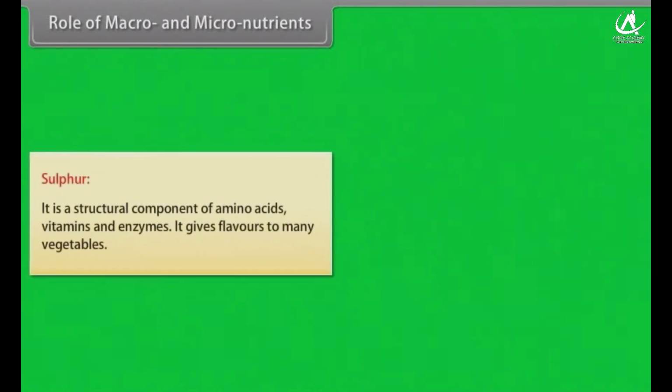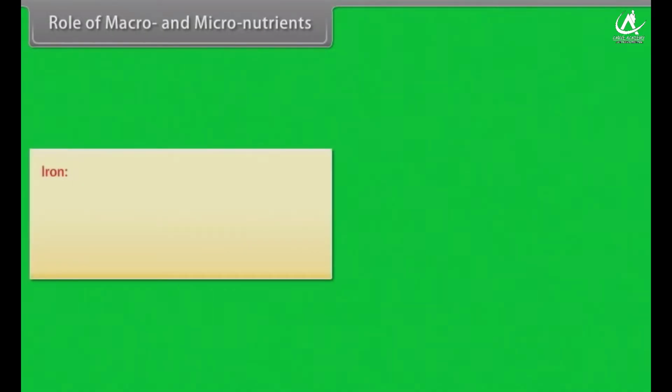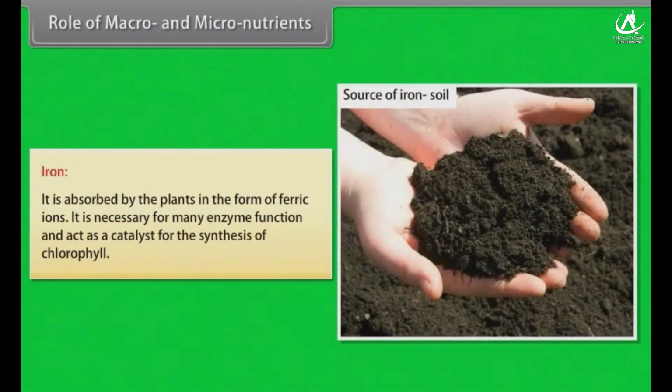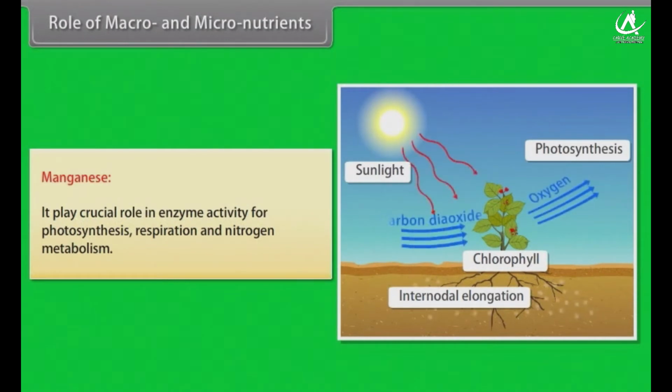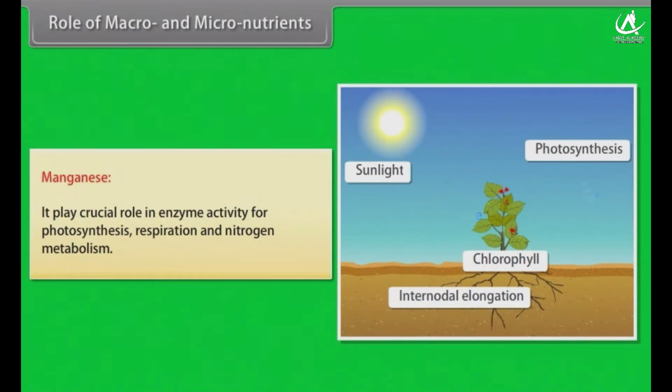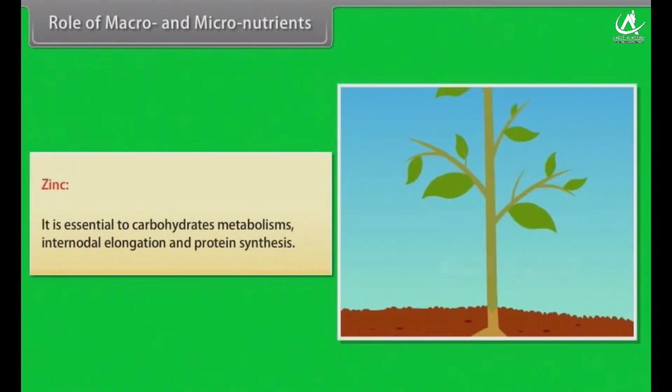Sulfur. It is a structural component of amino acids, vitamins and enzymes. It gives flavors to many vegetables. Iron. It is absorbed by the plants in the form of ferric ions. It is necessary for many enzyme functions and acts as a catalyst for the synthesis of chlorophyll. Manganese. It plays a crucial role in enzyme activity for photosynthesis, respiration and nitrogen metabolism. Zinc. It is essential to carbohydrate metabolism, internodal elongation and protein synthesis.